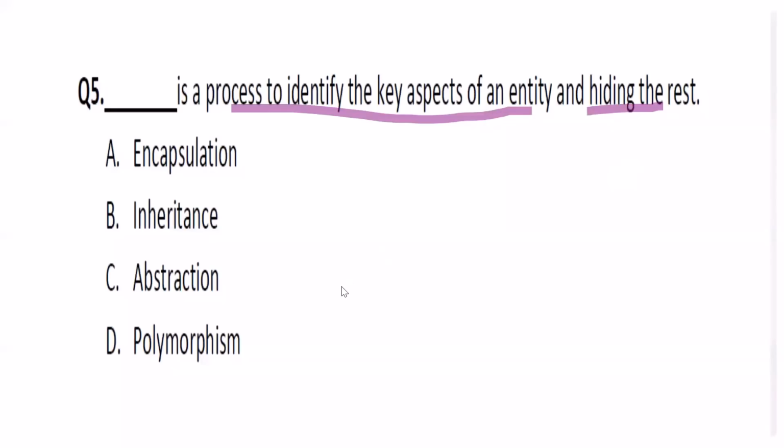So abstraction is the correct answer for this question, because abstraction focuses on the main aspect of application and hides internal details so that it will be more flexible for the user to use that application. So for this question, this is a direct answer, that is abstraction is the correct answer, where it is a process to identify key aspects that are actually required and hiding the rest which are not required currently or in the future expenses.